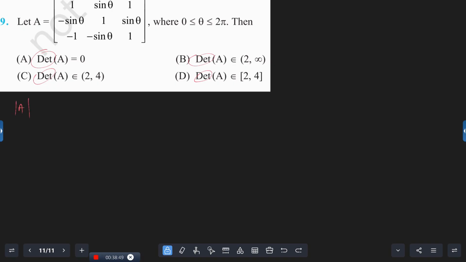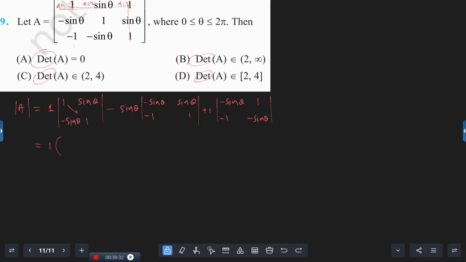So determinant of A, which is equal to, I'm going along row 1. So A11, A12, A13. The A11 element is 1. If you cancel its row and column, you get 1, sin theta, minus sin theta, 1. That's it. Minus formula, minus sin theta into, if you strike the second row and column, minus sin theta, minus 1, 1. And the third element 1, if you cancel its row and column, minus sin theta, 1, minus 1, minus sin theta. Children, take the determinant, then you will come to know what it is.